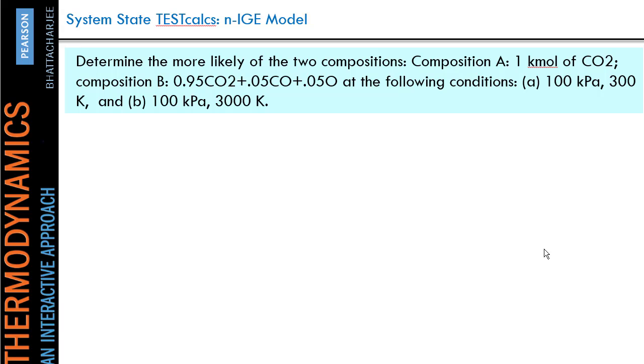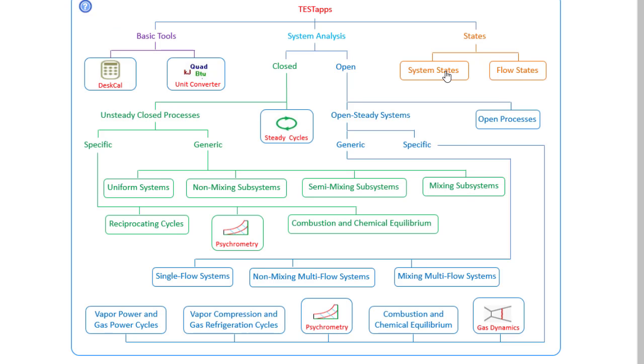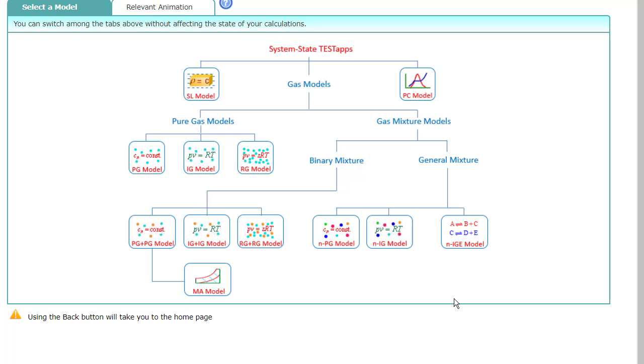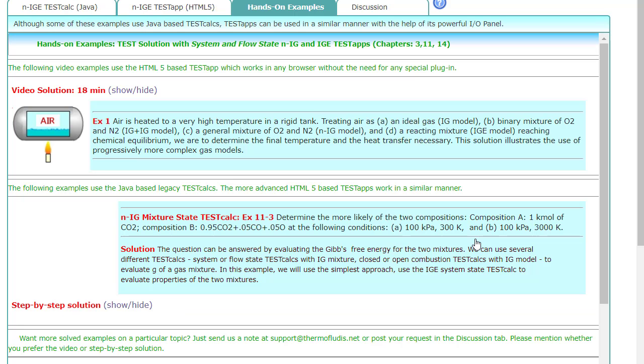This problem is asking to determine the more likely of two compositions at different temperatures. So the first part is asking if composition A or composition B is more likely at 100 kPa and 300 Kelvin. And then the second part is asking which composition is more likely at 3000 Kelvin. So we're going to do system states and the general mixture and IG model.